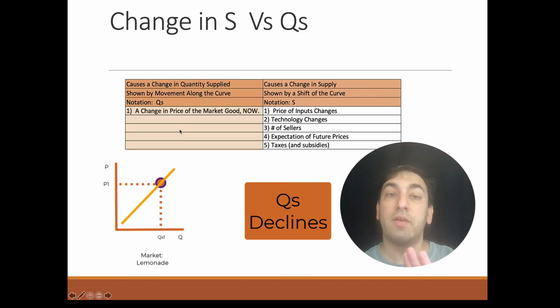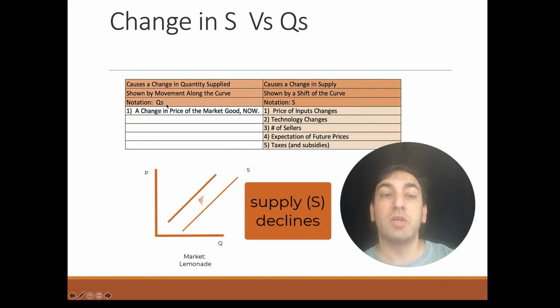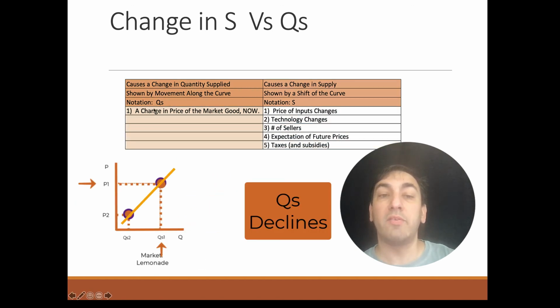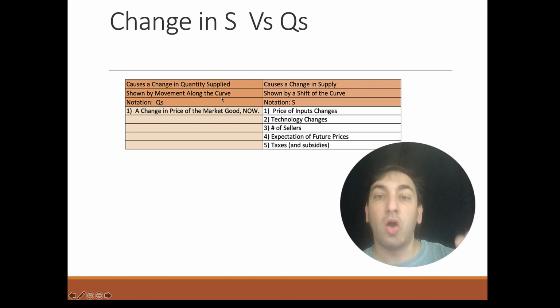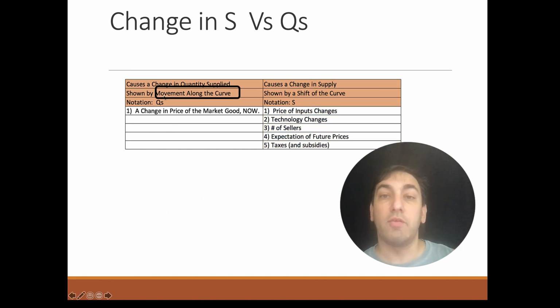Make sure you know the difference between a change in quantity supplied and a change in supply. Again, the notation on the left is QS, and we say it's movement along the curve. The word shift is completely reserved for a change in supply or a change in demand. Movement along the curve is the terminology we use for a change in quantity demanded and a change in quantity supplied.